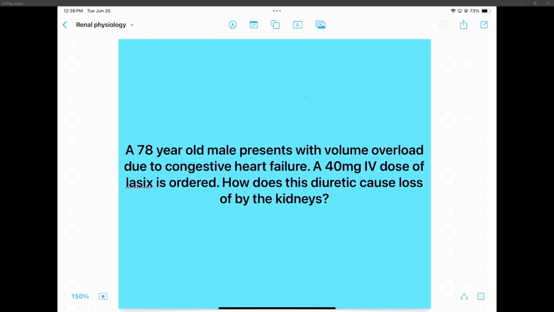So a patient comes in volume overloaded due to congestive heart failure, so the heart is not pumping anymore, so we have a backup of blood in the system. They swell up with fluid, the legs get very big. Normally we give them a diuretic called Lasix. There's a bunch of them, but we're going to talk about diuretics today. At the end of the lecture, this will be an answer you can figure out, so we'll figure that out towards the end.